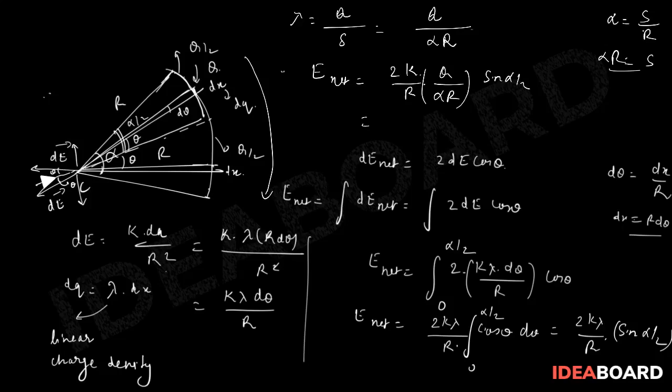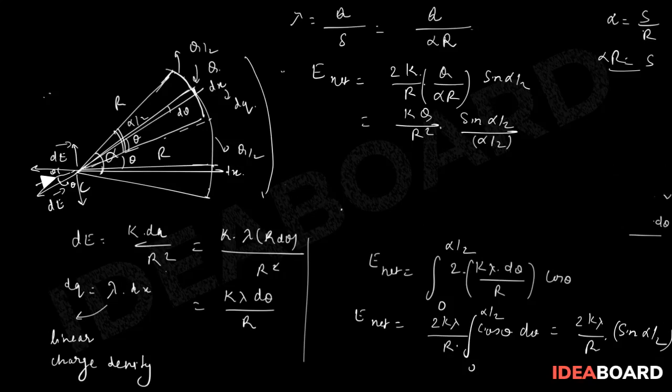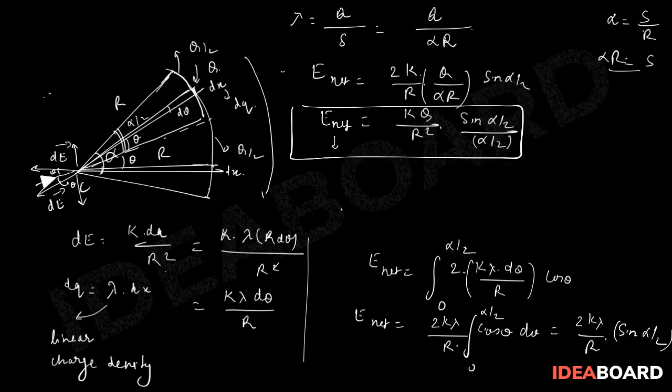So if you substitute this, rearrange it, then kq upon r square into sine alpha by 2 upon alpha by 2. This alpha can be written in denominator, right, like this. So I hope you got the point how to calculate the electric field. So this E net is nothing else, E at the center. Okay, so that's how we calculate the value of electric field for an arc which is uniformly charged.